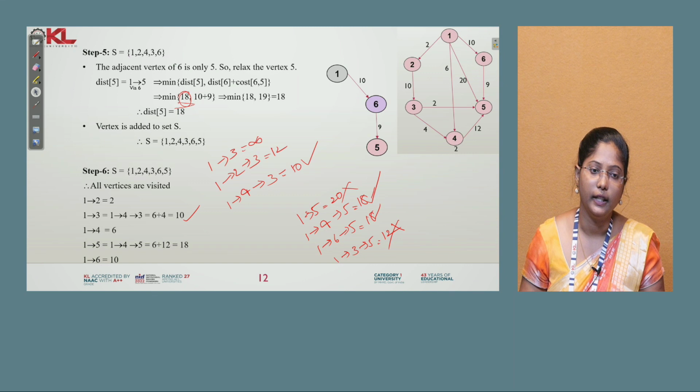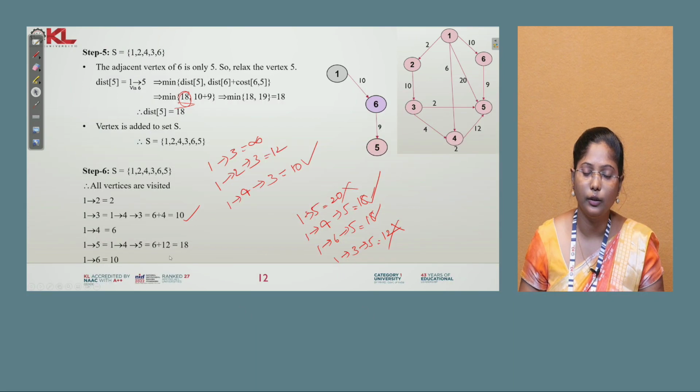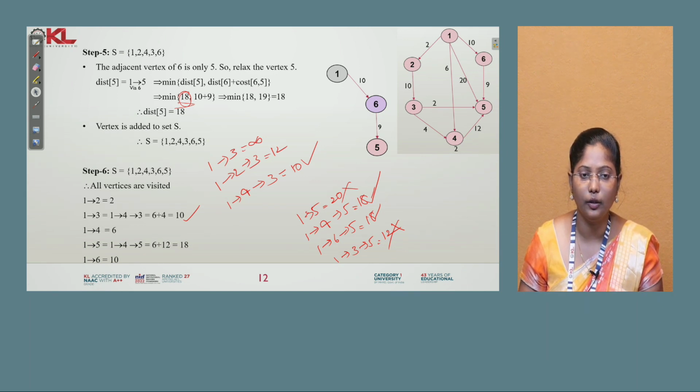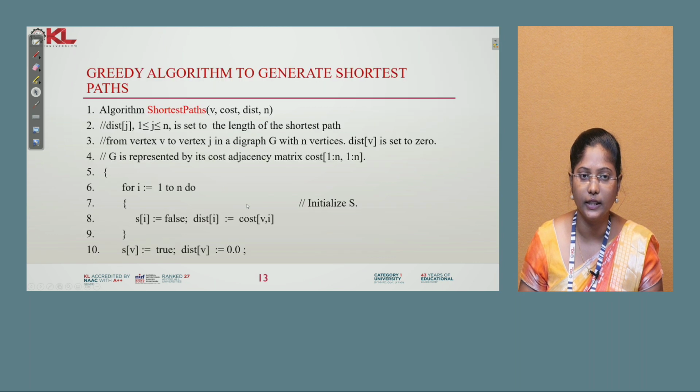So finally this is the path for 1 to 5, then 1 to 6 is 10, right. So this is the example for Dijkstra's algorithm. So let us discuss the algorithm for Dijkstra's algorithm.